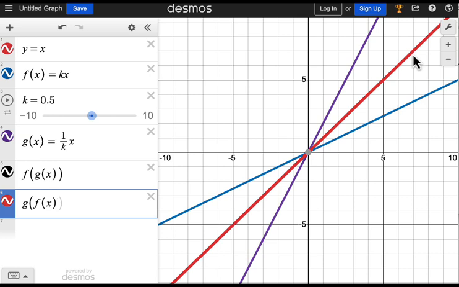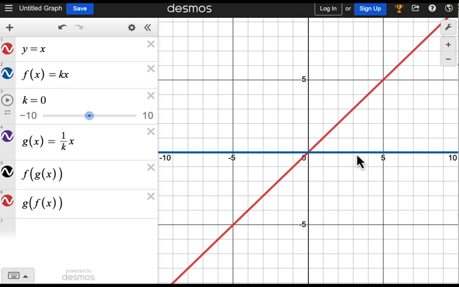So the functions f of x and g of x are inverses of each other. In fact, you can write g of x this way, f inverse of x. The one exception is when k is equal to 0. So change k to 0.